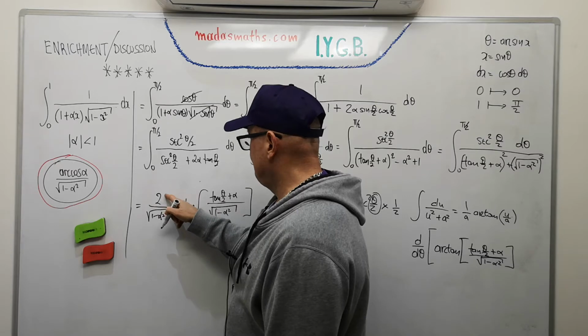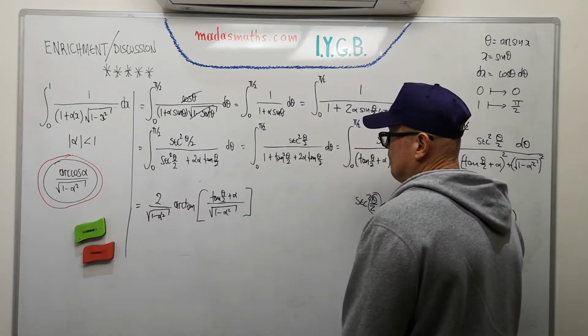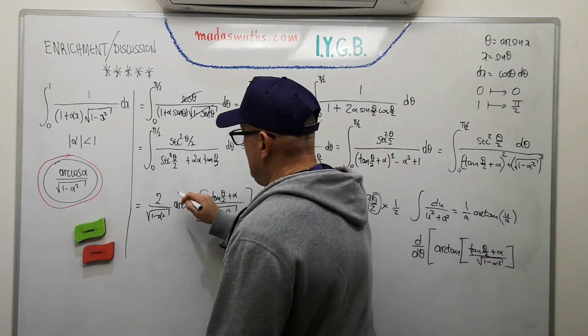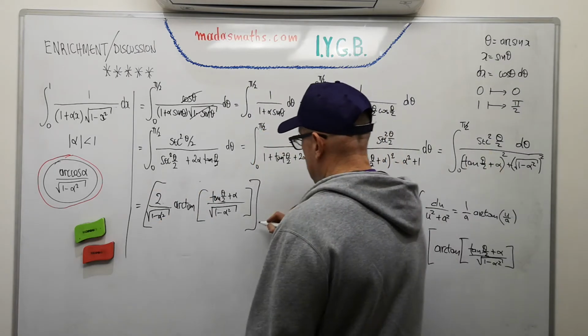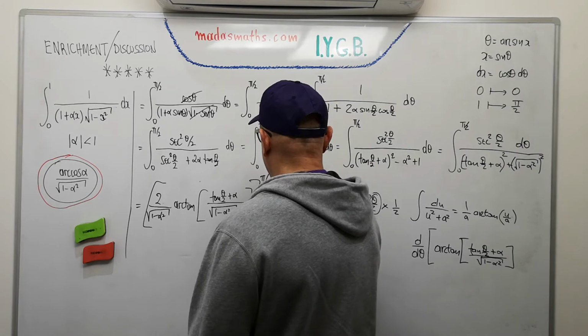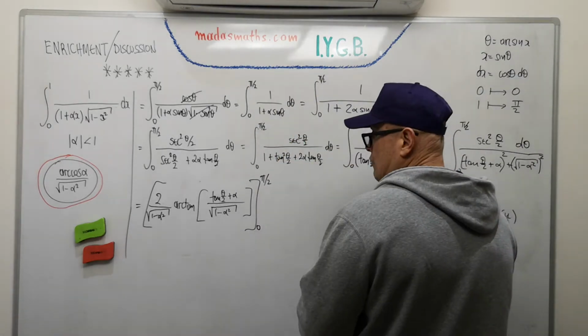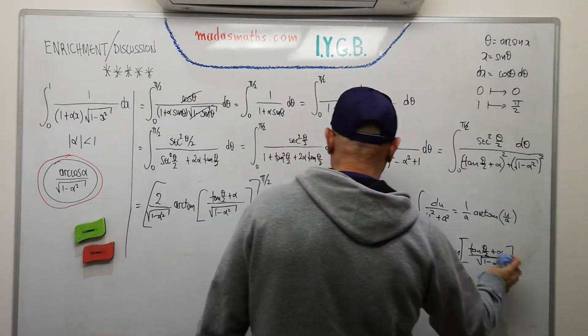This I claim is in fact, and we need obviously evaluation brackets, from 0 to pi over 2, is this integral. You can actually verify it by differentiating it.